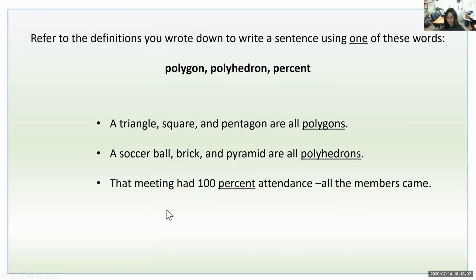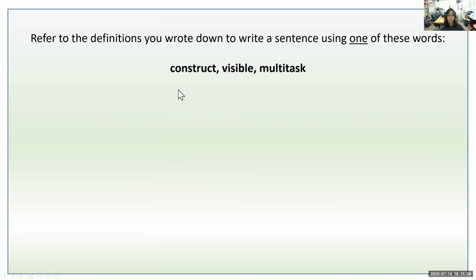Okay, next vocabulary words are construct, visible, and multitask. So I'll let you pause the video and write down a sentence that uses at least one of these words.